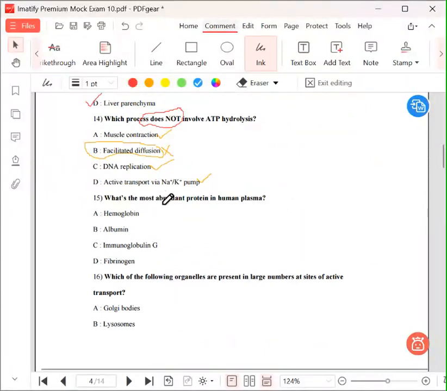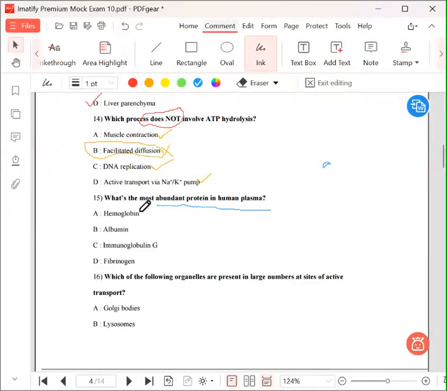Next question: what is the most abundant protein in human plasma? Remember that 55% of human blood consists of plasma, and of that 55%, 90% is water and 7% are proteins, and 3 to 4% are some salts and other things, hormones. And from that 7%, only some are abundantly present proteins in human plasma.